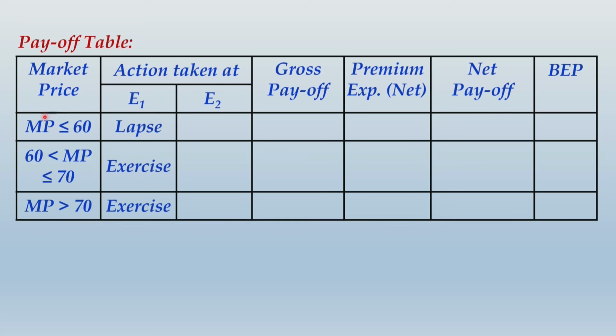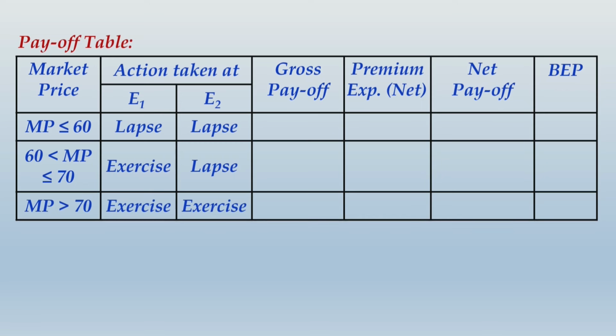What happens when the market price is less than or equal to 60? What happens at action at E2? Definitely the option would lapse. Why? Because a call option is exercised only when the market price is found to be greater than E2. Here market price is even less than E1, so no chance of exercising at E2, so it lapses. What happens in this price range? Market price is still less than or equal to 70. In either case, 70 being E2, it will be lapsed. It will not be exercised because it is either at the money if it is 70 or out of the money when it is below 70, so the option will lapse. However, when market price is greater than 70, meaning market price is greater than E2, being a call option, it is definitely in the money, and at this stage it will be exercised.